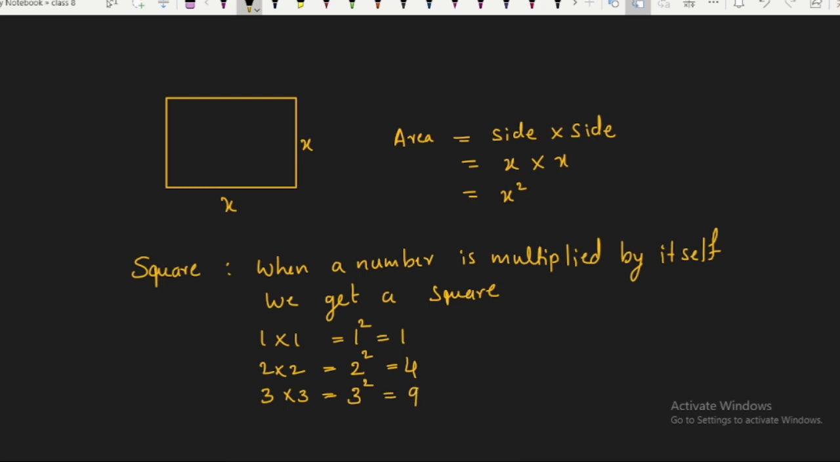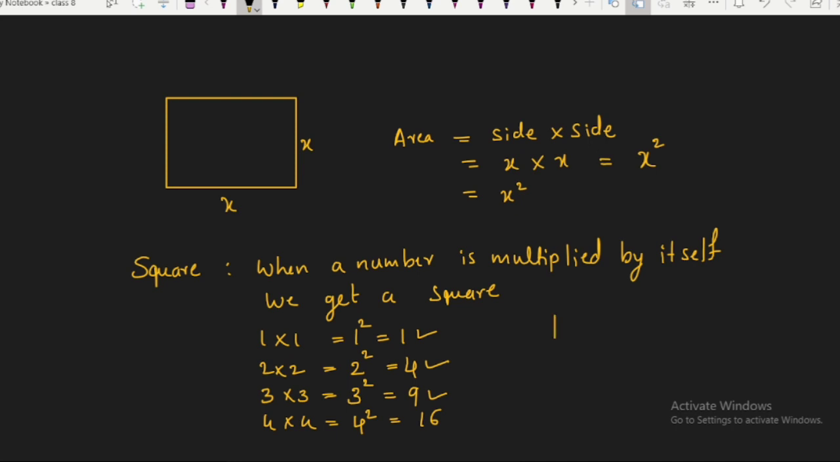So when x is multiplied by x, we write it in exponential form, that is x as a base, and how many times have we written x here? That is 2, so x square. In the same way we get the square numbers. So 1 we can write as 1 into 1, that is 1 square. 4 we can write as 2 into 2, that is 2 square. 9 we can write as 3 into 3, that is 3 square. Same way 4 into 4, that is 4 square, it is 16.